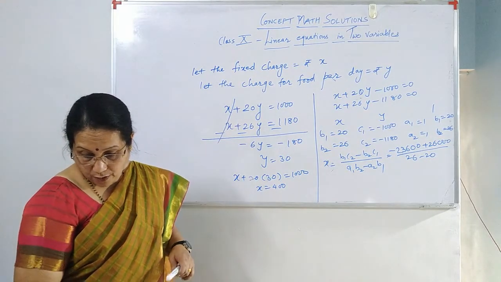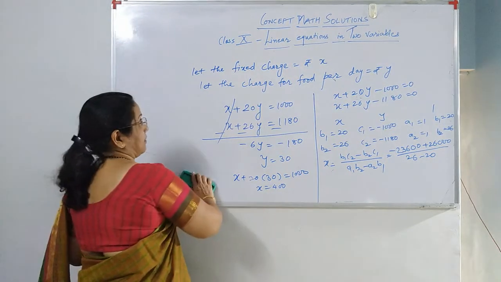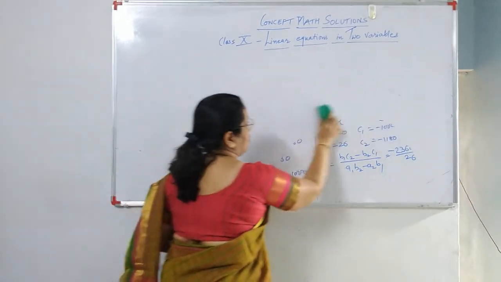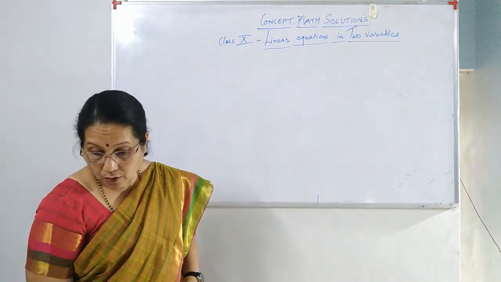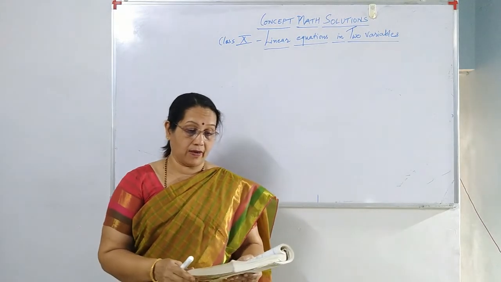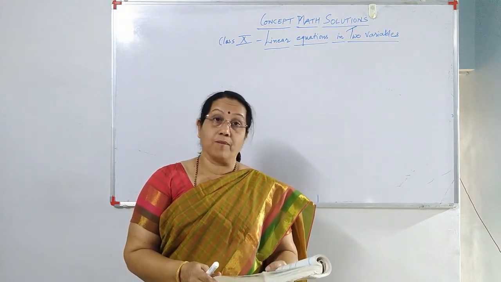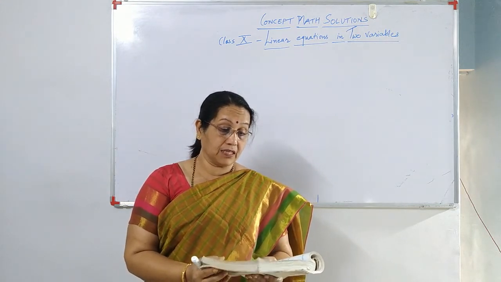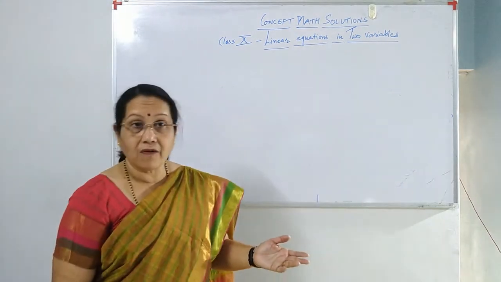Now I am planning to go for one more question, and that is on the same page 63, the fourth part. Yes, everybody read the fourth part of question number 4 on page 63. That's also a very good question. So it says places A and B are 100 kilometers apart on a highway. One car starts from A and another from B at the same time. If the cars travel in the same direction at different speeds, they meet in 5 hours. If they travel towards each other, they meet in 1 hour.